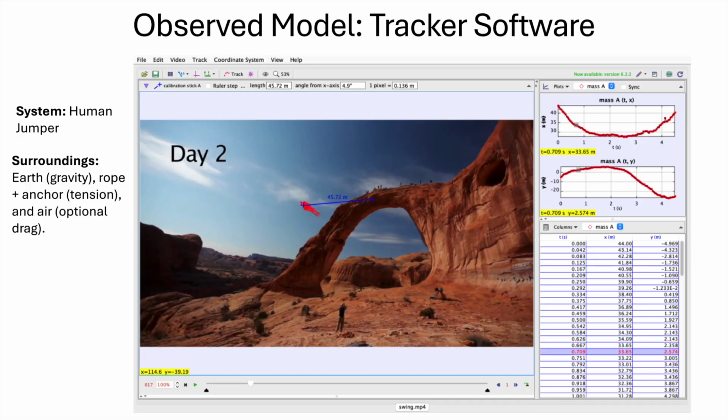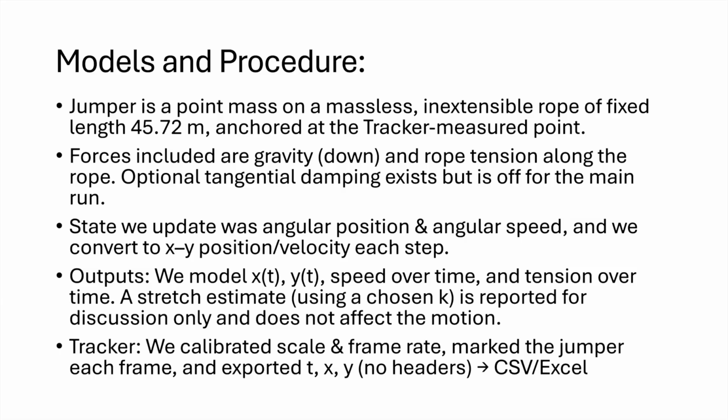Okay, so here's the observed model that we get via our Tracker software. Our system is the human jumper, and our surroundings are Earth, gravity, rope plus anchor, which gives us the tension, and air, which is an optional drag that we may or may not use. So the model and procedure: the jumper is a point mass on a massless, inextensible rope of fixed length, 45.72 meters or 150 feet, anchored at the Tracker measured point.